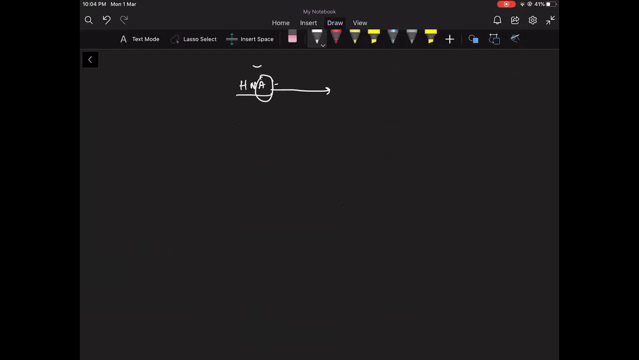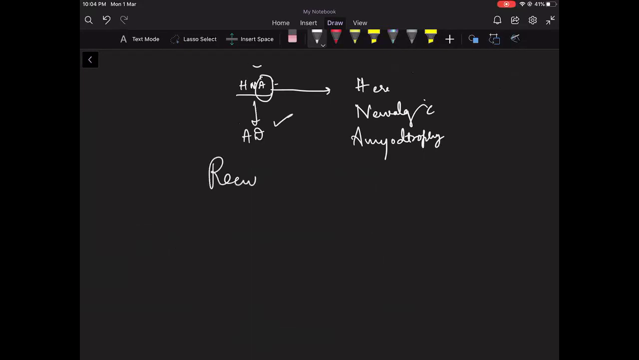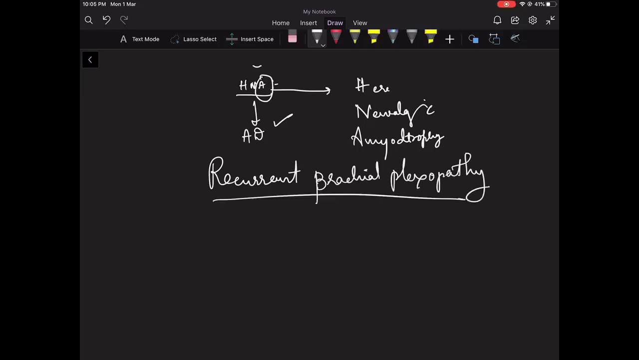The next variety is hereditary neuralgic amyotrophy. In this variety, the inheritance is autosomal dominant. Usually the patient presents with recurrent brachial plexopathy. So this is an important finding.